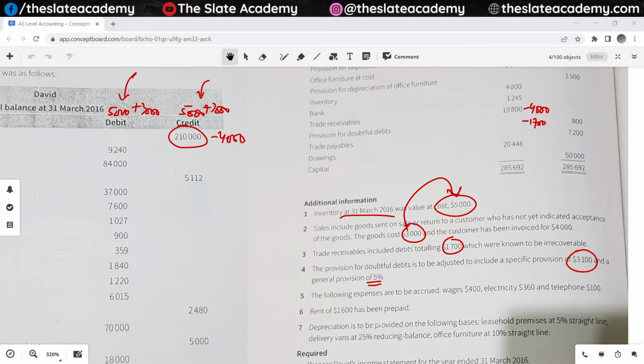We had to write off the 1,700, right? Just a second. If I, no. So what I'll have to do is I'll also have to deduct the amount. Okay.